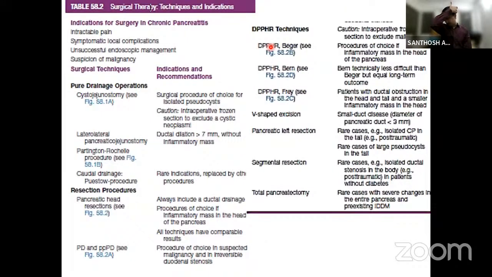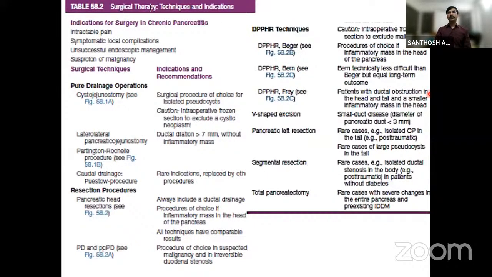Also, following classical pancreaticoduodenectomy, a significant amount of intestine is lost, so nutritional deficiency also tends to occur. In order to decrease that, a significant portion of the head was cored and the intestine was kept intact. And what are the different forms of coring the head? They include the Beger procedure, Berne procedure, and Frey procedure. Okay. So Dr.